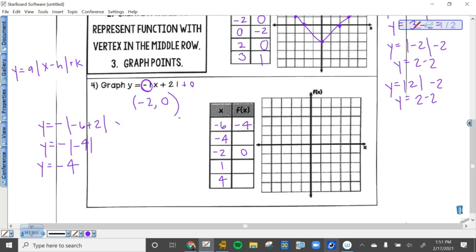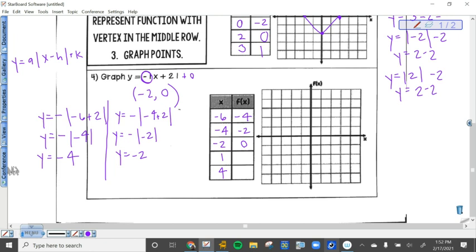Okay, let's do the next one. y equals negative absolute value of negative 4 plus 2. What's negative 4 plus 2? Negative 2. So y equals negative, and what's the absolute value of negative 2? 2. So y equals negative 2. Is that guy right there? Yeah.